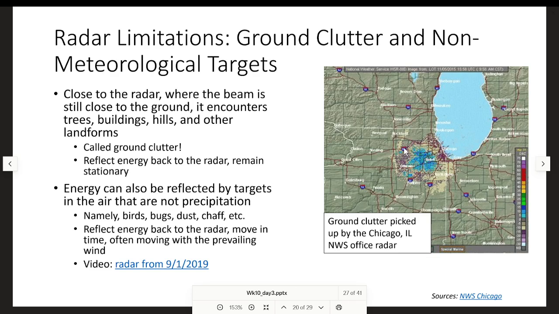And energy can also be reflected back by targets in the air that are not precipitation, so birds, bugs, dust, chaff, etc. They all reflect energy back to the radar, and they move with the prevailing wind. And here's a video of some ground clutter or something like that. Yeah, in my opinion, wet cars are the worst. If you have wet cars, they look like pretty good storm targets, but they're not. They're just wet cars.